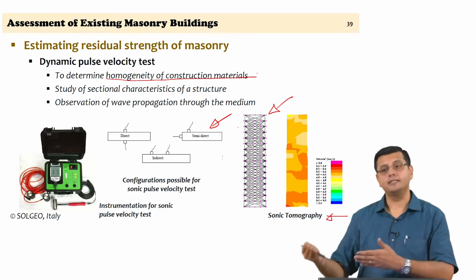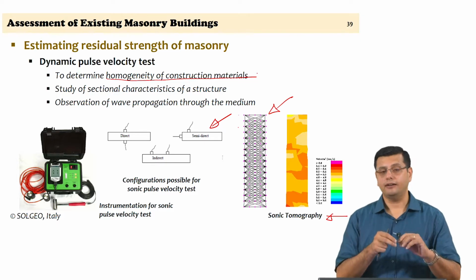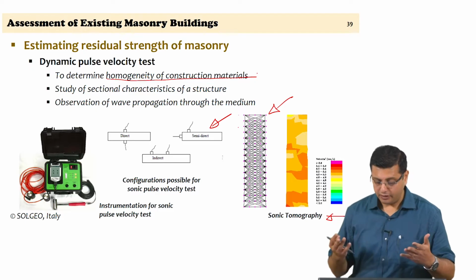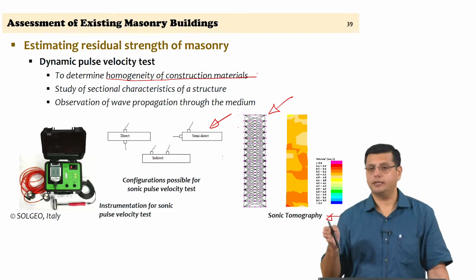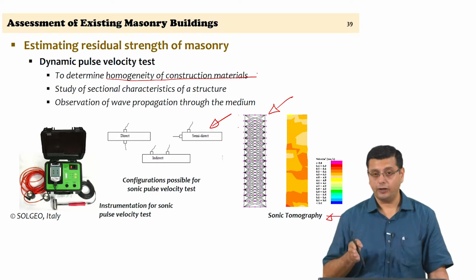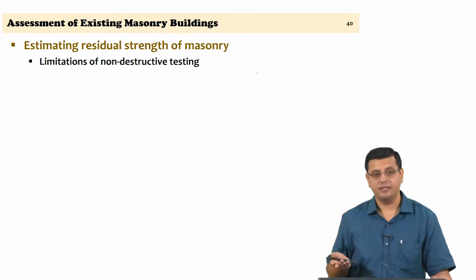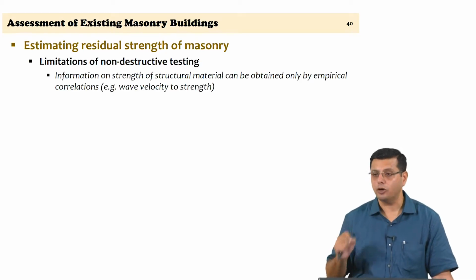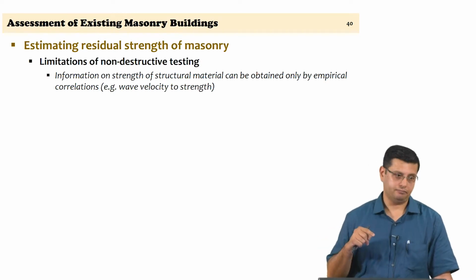It can help me decide a certain intervention like grouting to strengthen and improve the quality of the material in the masonry wall. So, it is a very powerful technique, but as long as you understand what it can be used for, it cannot be directly used for strength. So, an important limitation of non-destructive testing is that strength information is possible only if you correlate empirically with wave velocity.